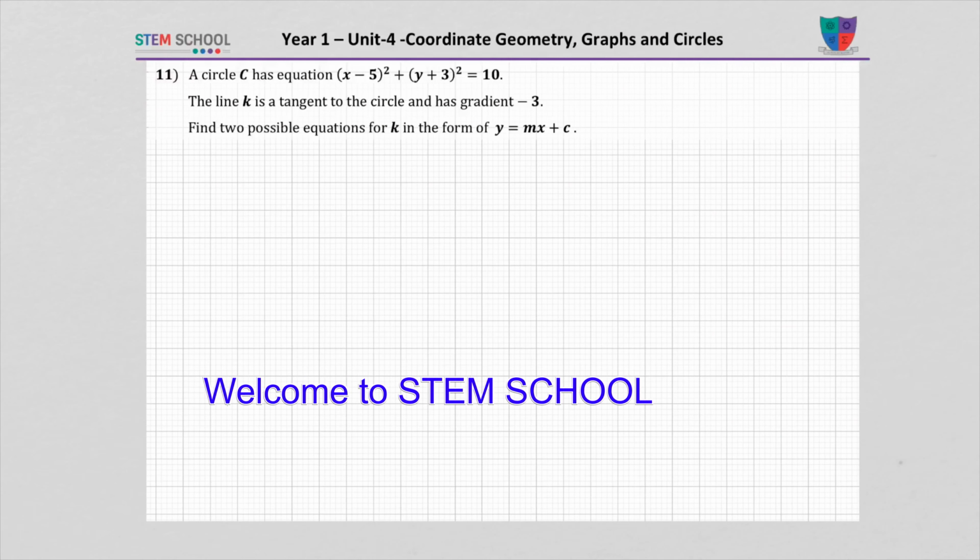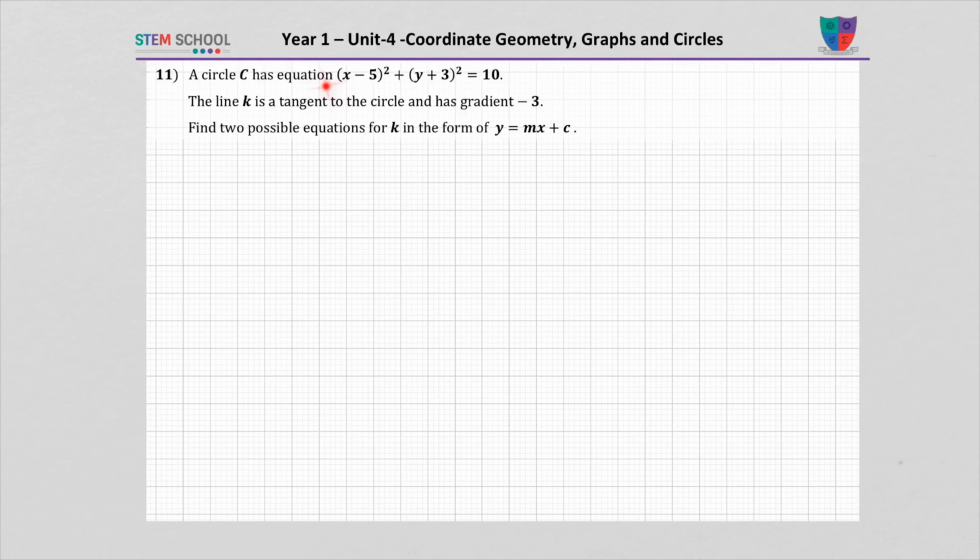Question 11. A circle C has equation (x − 5)² + (y + 3)² = 10. The line K is a tangent to the circle and has a gradient of −3. Find two possible equations for K in the form y = mx + c.